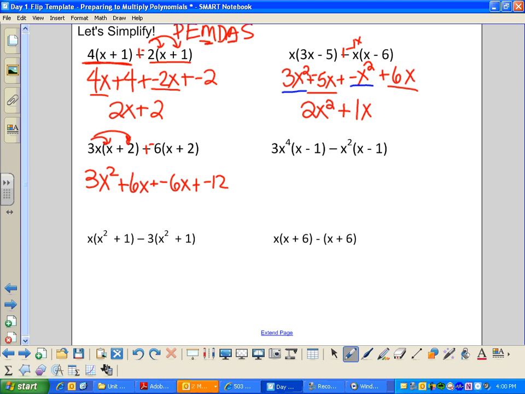Now let's combine our like terms. Oh, I only have 1x squared. Let's stay by itself. Let's combine my x's. Ooh, 6x plus negative 6x. Those are opposites, so that's going to end up being 0 plus negative 12. Okay? Or I can say 3x squared minus 12. Same thing.